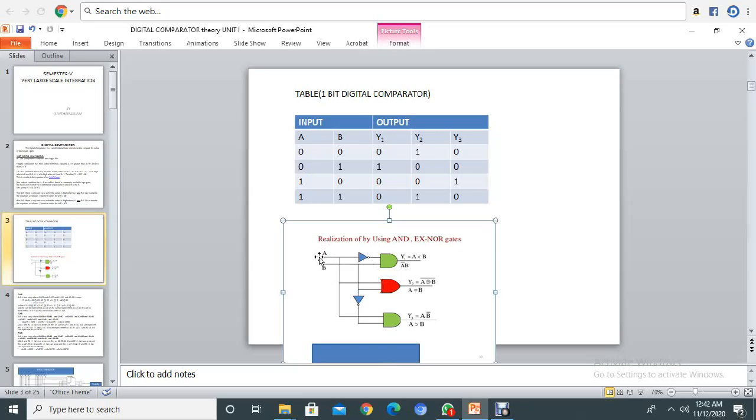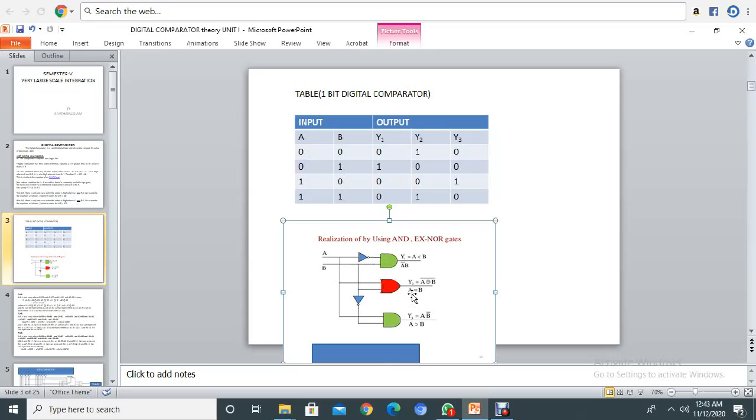A is a single bit value, B is a single bit value. So A can be either 0 or 1, B can be either 0 or 1. So there are four possible combinations: 0 0, 0 1, 1 0, 1 1. In the first case, A is equal to 0, B is equal to 0.